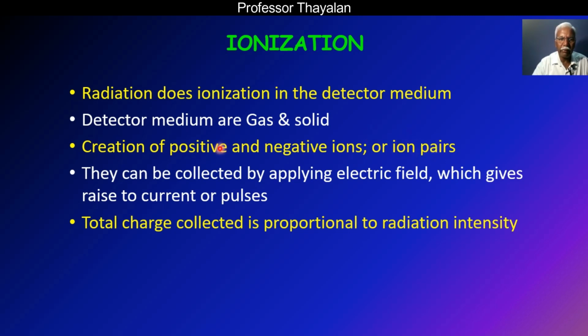These ion pairs can be collected by applying an electric field in the detector, which gives rise to either ionization current or ionization pulses. The total charge collected is proportional to radiation intensity. So how much charge are we collecting? Knowing the charge, we can say how much radiation intensity we have in the detector.